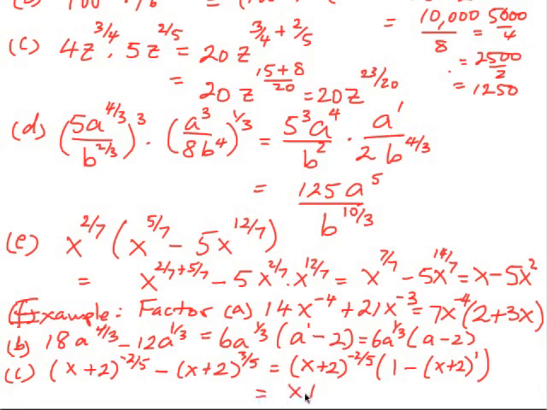So we'd end up with x plus 2 to the negative 2/5 times 1 subtract x subtract 2, which of course is x plus 2 to the negative 2/5 times negative 1 subtract x. Alright, and that would be my result.